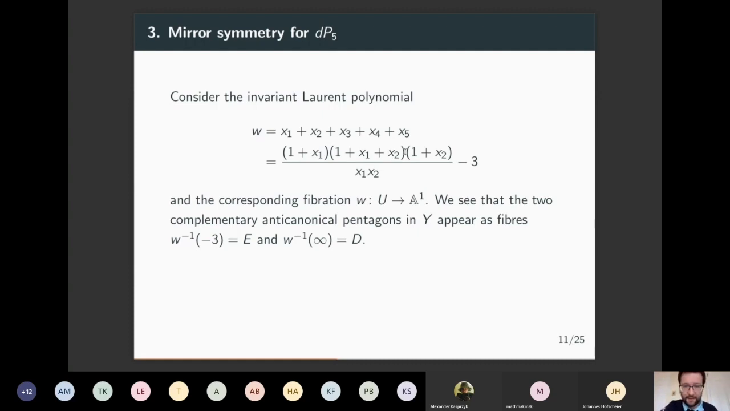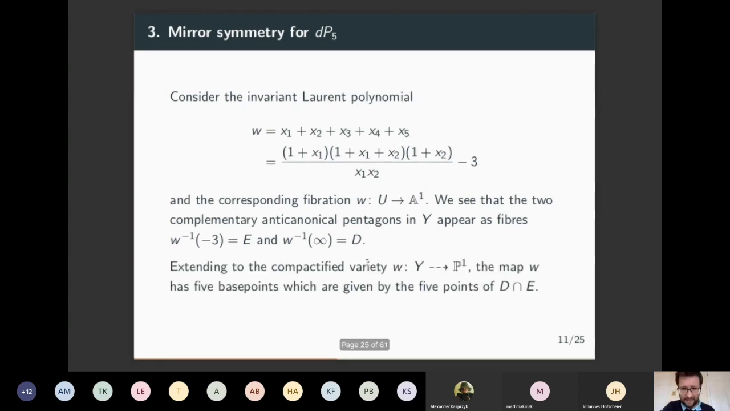And actually, if you go away and calculate, you'll find that the fiber over -3 is exactly the interior pentagon E, and the fiber of infinity, which of course is not really part of this map, but that would be the divisor D if I were to extend it. And so if I want to extend this W, it's given by the pencil of anti-canonical elliptic curves that goes between E and D. So if I wanted to extend this map W to Y, I'd have a birational map to P1, where the fiber over infinity is D and the fiber over -3 is E.